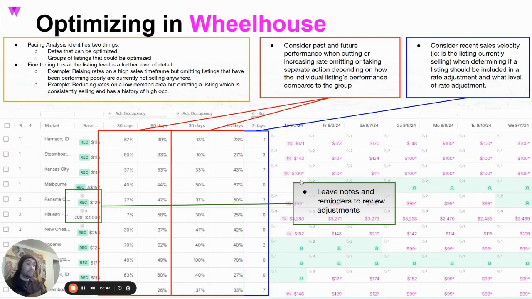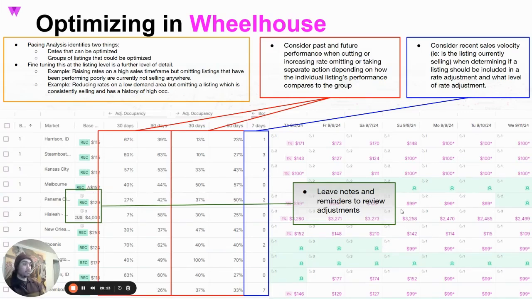Final piece here is you do want to leave notes. If you're going to start interacting with your portfolio and making micro changes to try to beat the market, it does mean you do need to follow up on them. If you're using Wheelhouse, you can add those notes directly into the system. You can add them to the listings base rates. You can also add them to the specific days, as well as put reminders in. And I highly recommend you do that for important changes.